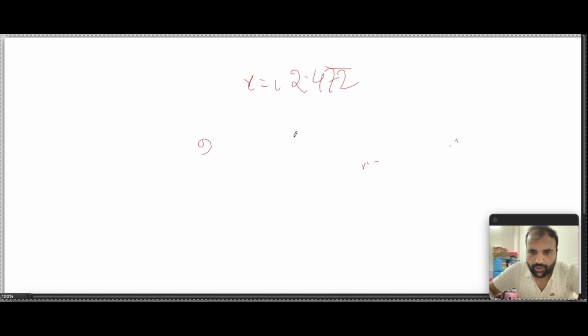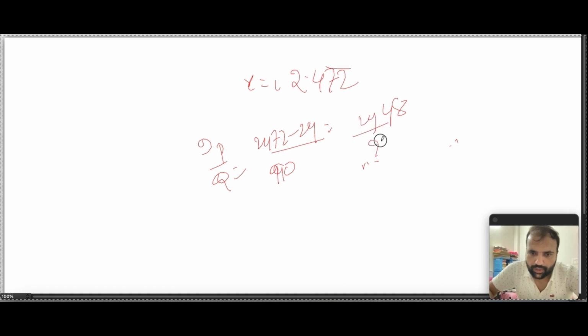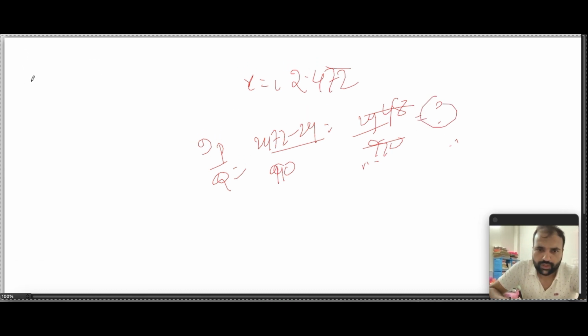So the same process. What we know about p by q: 2472. So we can see these two are repeating themselves and this is non-repeating. So we put 99 for terms that are repeating, and 0 for non-repeating, and we see that it is not repeating over here. So we take 2472 minus 24, which is 2448, by 990. Again, we divide it by 2, and we get whatever the result is. Okay, if you want, you can cross-check it over here as well.